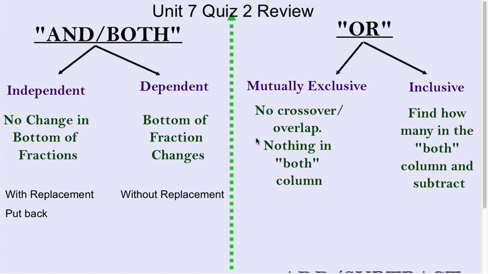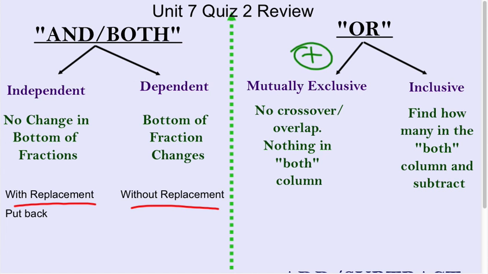happen when probability, what is happening. So if the situation says this happened and this happened, that means you multiply, and it's going to be either independent or dependent. So with replacement and without replacement come into play here. All right, or means quite simply to add.